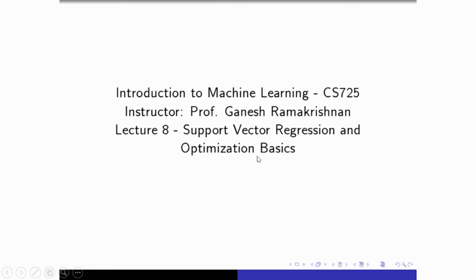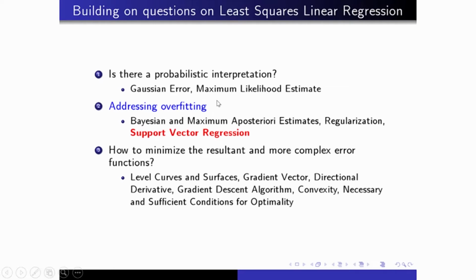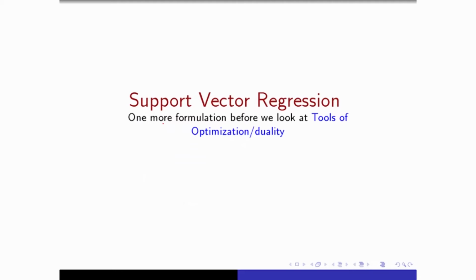Today we will introduce an interesting model called support vector regression and also build up some more ammunition for optimization. So support vector regression will be our next tool to help us avoid overfitting. What is support vector regression? In fact, it adds to the family of problems for which we will be able to easily motivate constrained optimization.